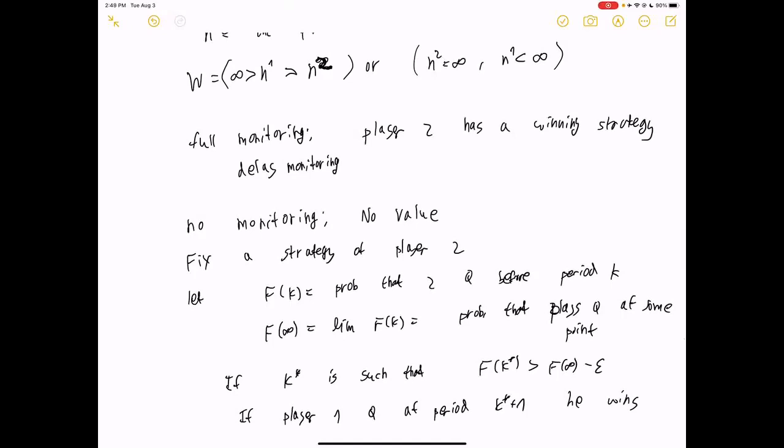Okay, any questions? The game does not always have a value. That's why I gave you all this example. Yeah, I have a question, if I may. Yes. If in this example player two chooses quitting probabilities that sum up to 1/2, and with probability 1/2 he stays forever, then can't he guarantee almost 1/2 for himself?